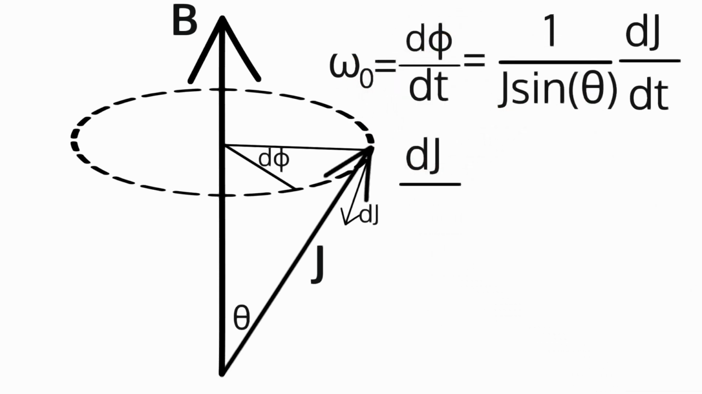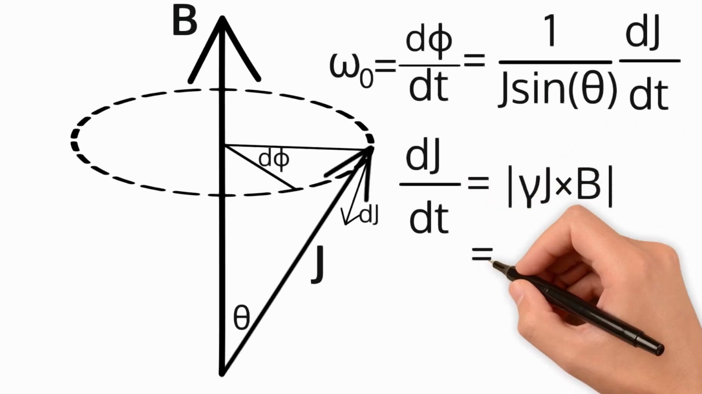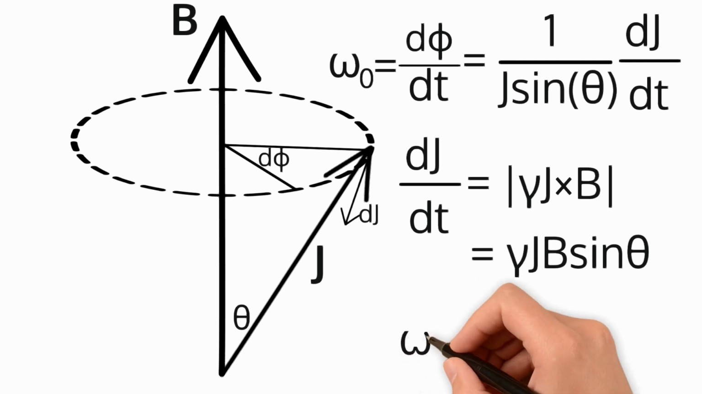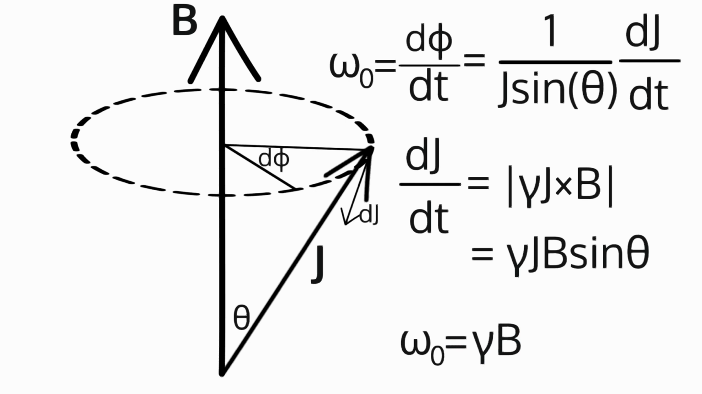Now the scalar dJ/dt equals the magnitude of γ J cross B, which is equal to γ J B sin θ. So if we substitute that into our equation, we can cancel the J sin θs out, leaving us with the angular frequency ω0 equal to γB. This means that when the external magnetic field is applied, we get a constant angular frequency corresponding to the circular motion of the μ and J vectors about the direction of the magnetic field. This angular frequency is called the Larmor frequency.